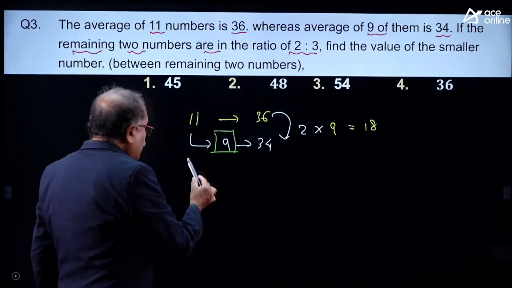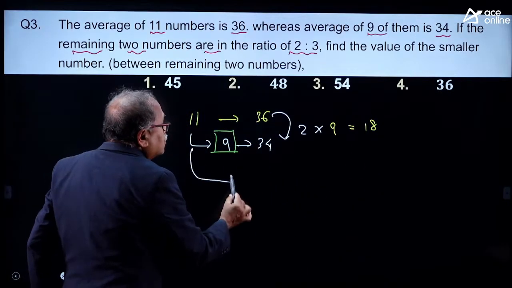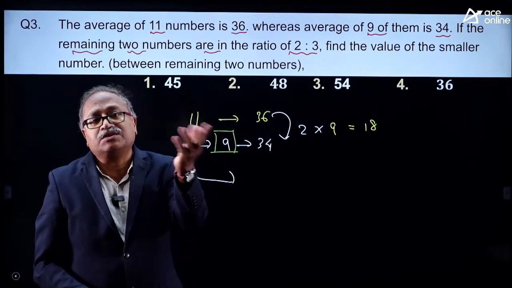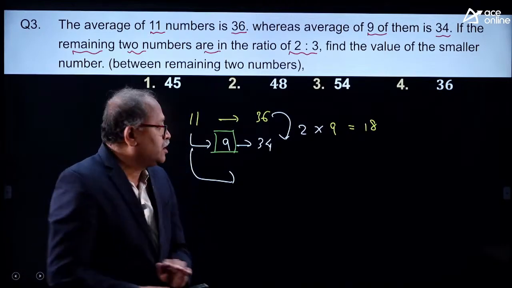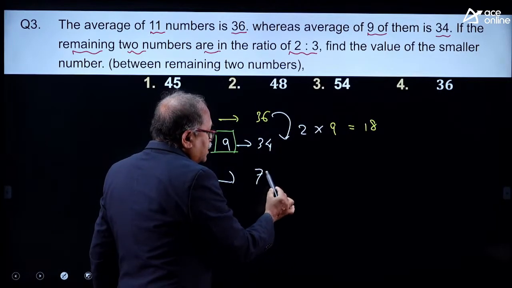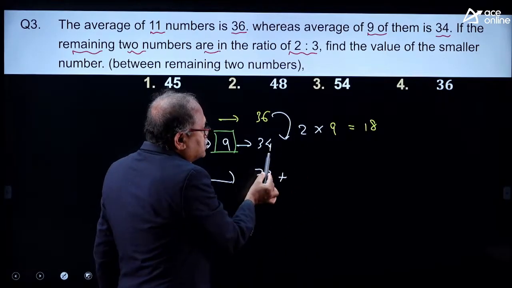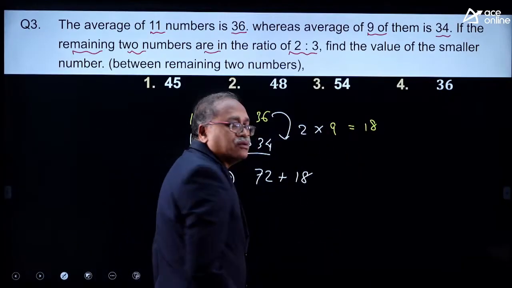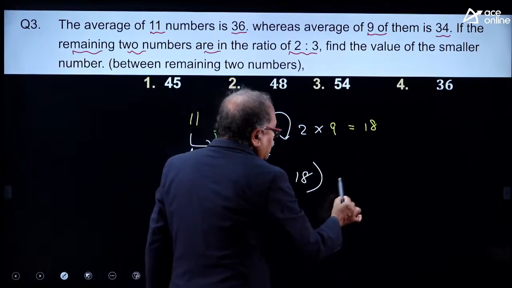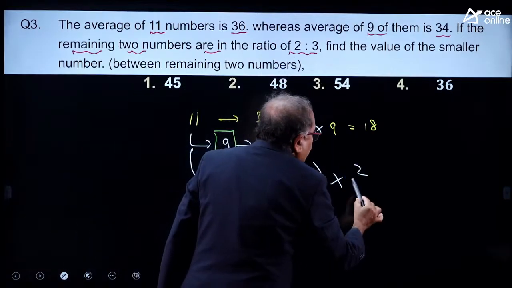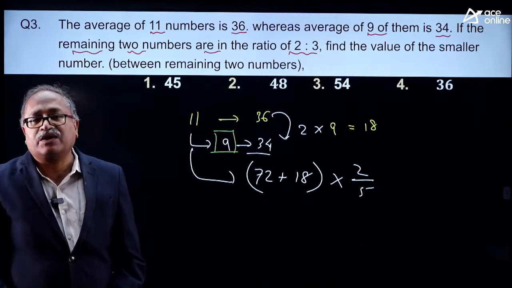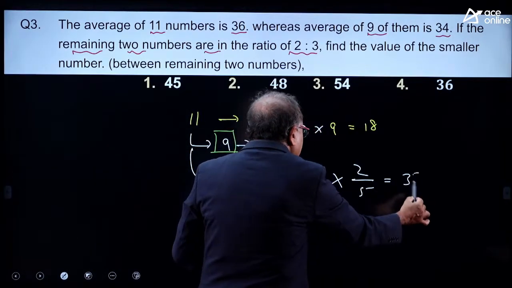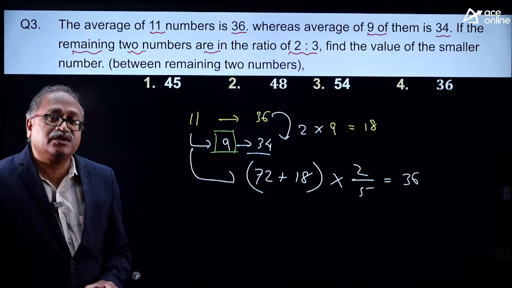Then the last 2 numbers' total: when the average is 36, for 2 numbers it is 36 into 2, for 3 numbers 36 into 3, for n numbers 36 into n. For 2 numbers I will take 36 into 2, that is 72 plus, because these numbers are smaller, then this number will be greater. So, therefore, 18, which comes to 90, and of the 90 I need the smaller number, which is 2 by 5. So, 90 divided by 5 is 18, into 2 comes to 36, which my friends have so nicely answered. So, this is the alternate way where we can reduce the calculation.